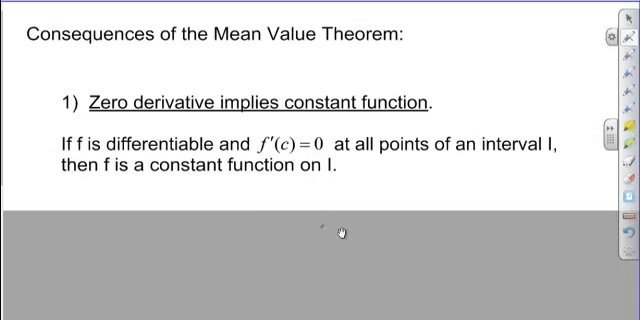Okay? The first one, a zero derivative implies a constant function. I'm not going to go into detail. It's actually proved for you in your textbook, but it's important for us to make the connection that if f is differentiable, and if f prime of c is equal to 0 at all the points of some interval, so the function is differentiable everywhere in this interval, and all the derivative values equal 0, then that function is constant, at least on the interval I in question.